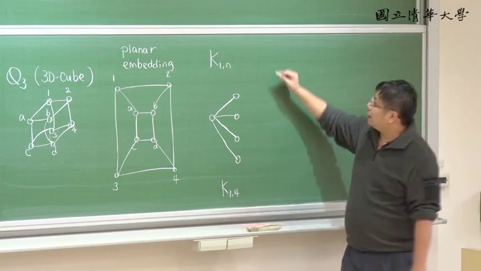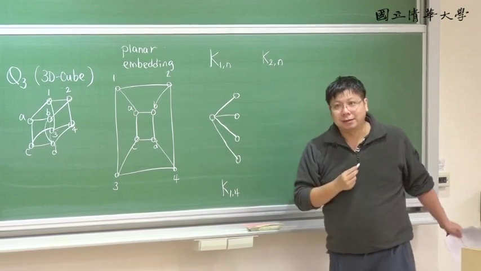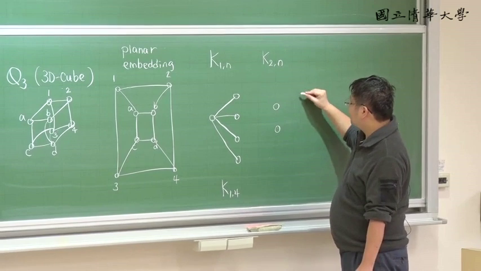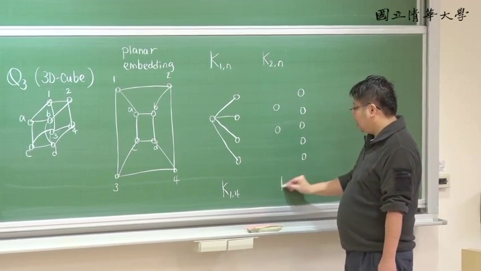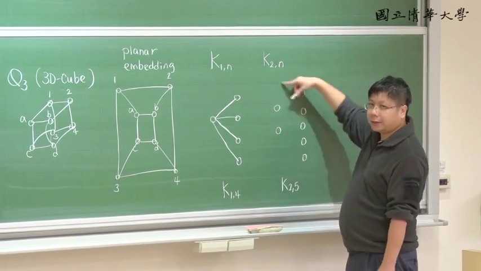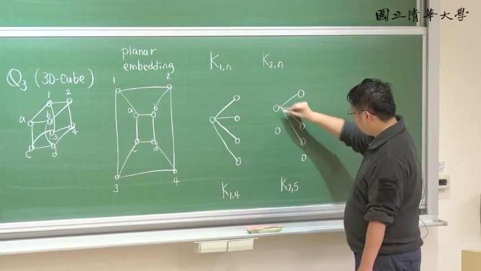Okay? And in fact, K2n is also planar. What is K2n? K2n is like this. You have 1, 2, 3, 4, 5. Let's say I'm trying to draw a K25. So we have 2 vertices on this side, 5 on this side, and then we join each pair.